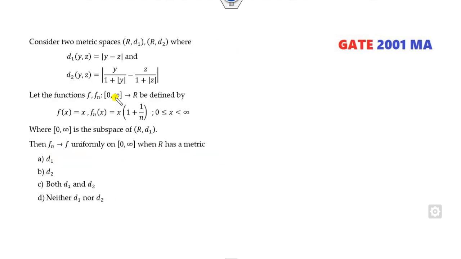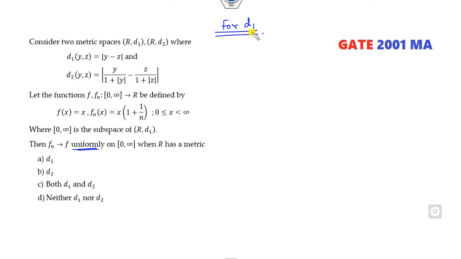Okay, look at this one. They are again talking about uniform convergence over the metric. So how can you think about that? Look at that. This is not talking about convergence, they are talking about uniform convergence. Fine. Okay, D1 and D2 are there. So firstly, we can check about D1. How can you think about D1?